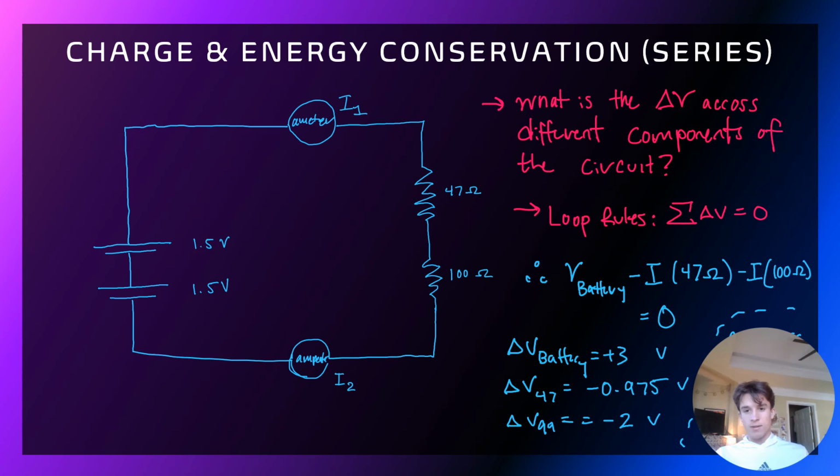And then here, in the original circuit, what is the change in voltage across different components? This tests the loop rule, which says that the sum of voltage change is 0. So we know that the battery will go up 3 volts, and then we know that the 2 resistors will go in some way proportional to their resistance and the current. So this can be done using Ohm's law and the loop rule, and we get that the battery is plus 3 volts, one resistor is negative 0.975 volts, and the other is negative 2. Now this leaves some room for the resistance in the wires, which we don't know, but those 4 things would sum to 0.